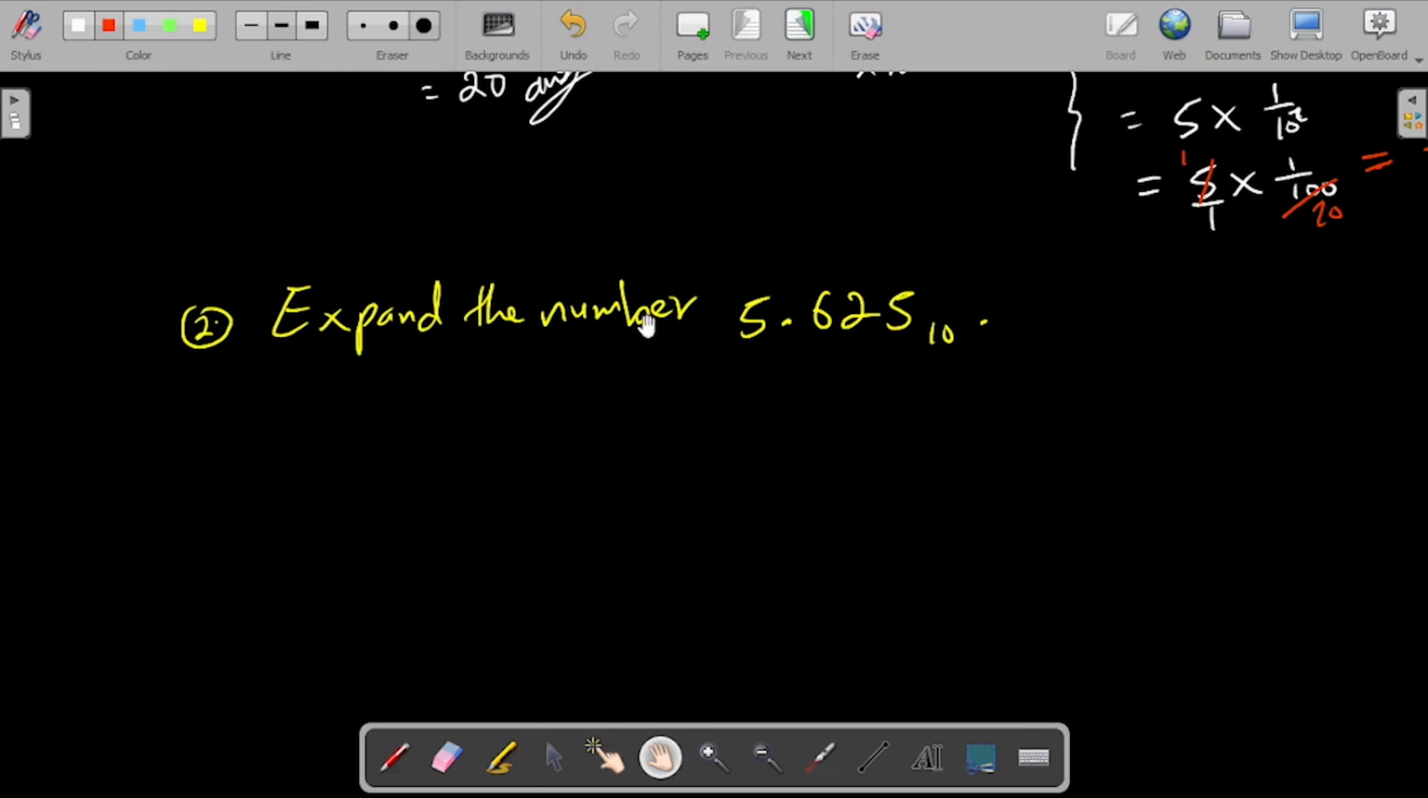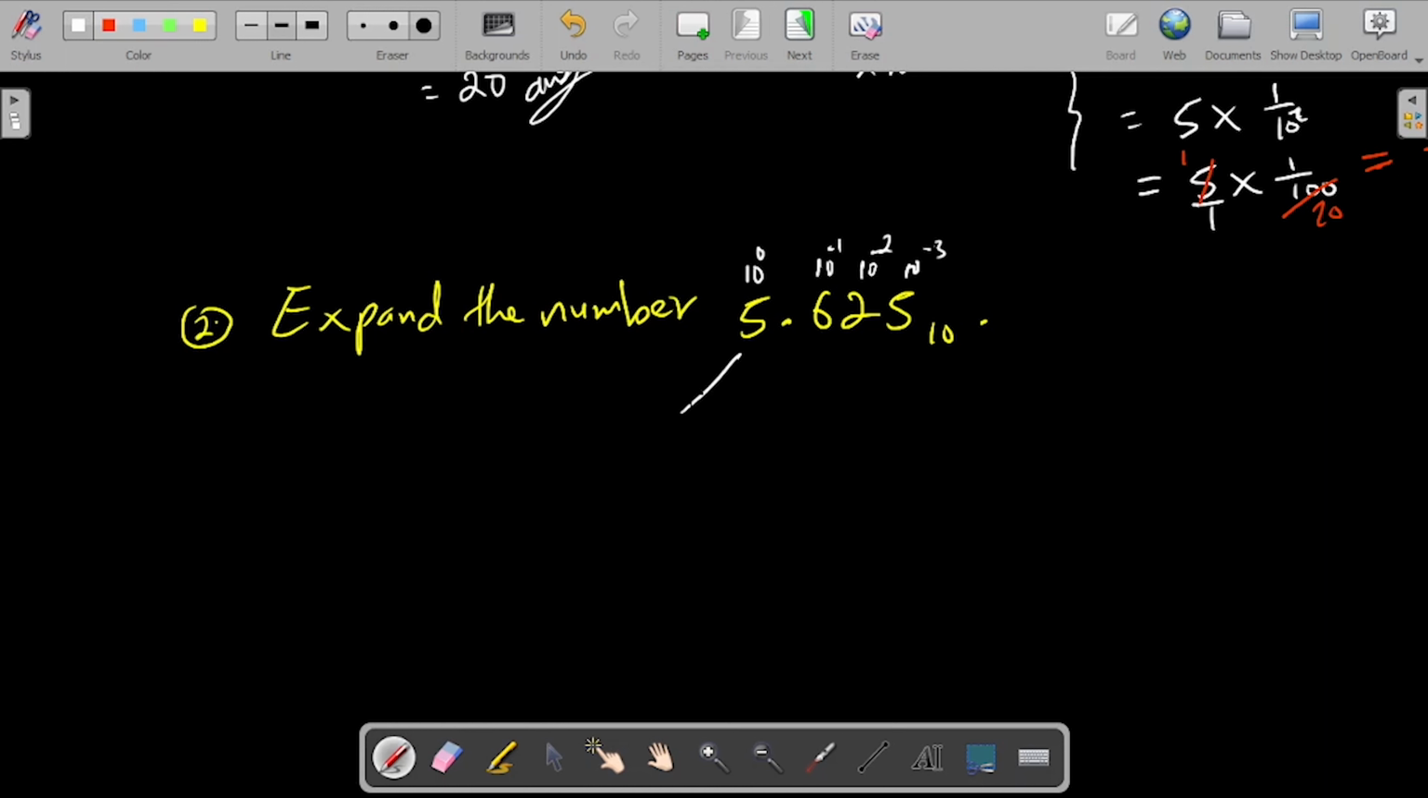Then number 2 asked, expand the number 5.625 base 10. So to expand the number, we first must identify the place value. So this is 10 to the power of 0, because it's a 1's place, and 10 to the power of 0 is 1. And then this is the decimal point. The first decimal place is 10 to the power of negative 1. Then we have 10 to the power of negative 2, 10 to the power of negative 3.